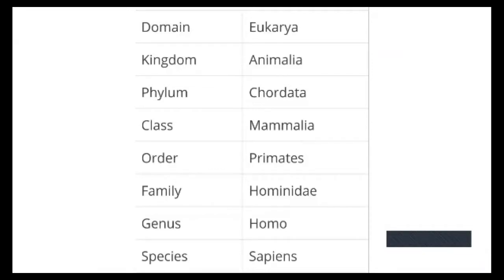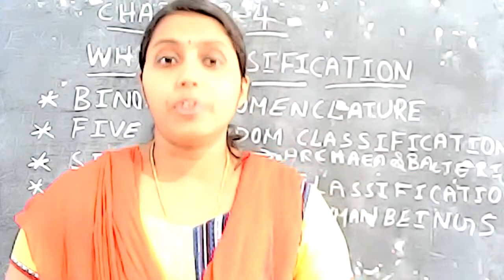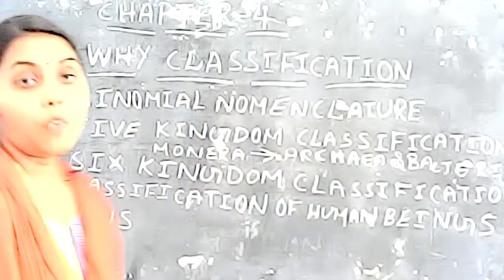So the scientific name of humans is Homo sapiens. So this is about the scientific name of humans. I think it's clear for you. Now next, the last topic is about the virus.